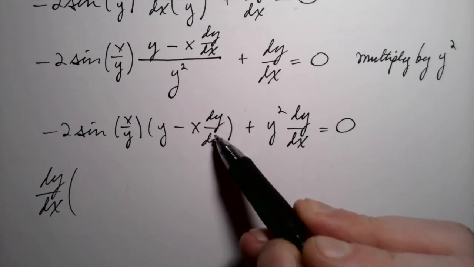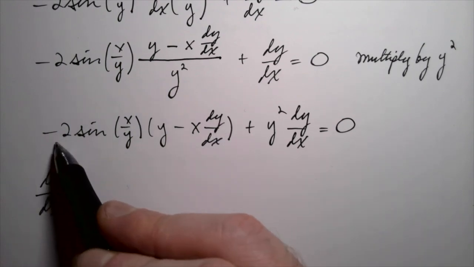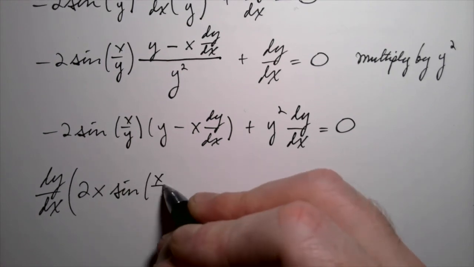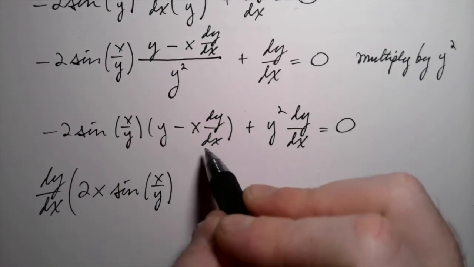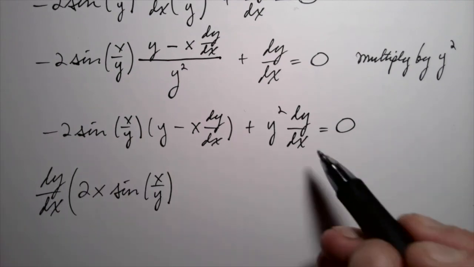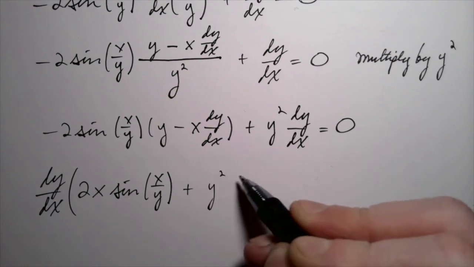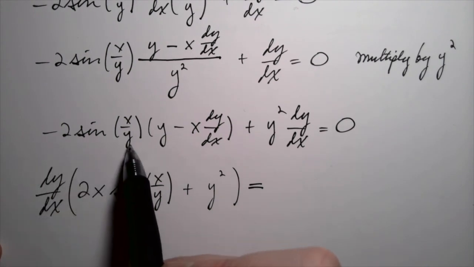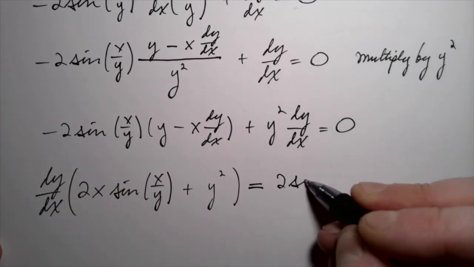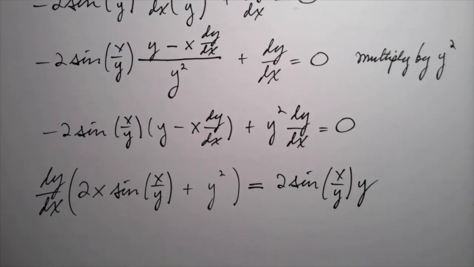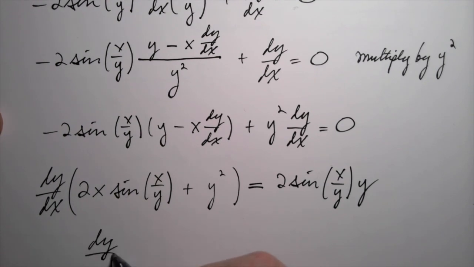What involves dy by dx? There will be a minus x times a minus 2 sine of x over y. Two wrongs make a right, so I'll end up with 2x sine of x over y. That's the contribution to the dy by dx terms coming from this piece times that piece. I'll also have a plus y squared coming from the second term. And now since I want to solve for dy by dx, I'll take the other remaining term that we forgot about, that was minus 2 sine of x over y times y, and I'll move it to the right-hand side, like so.